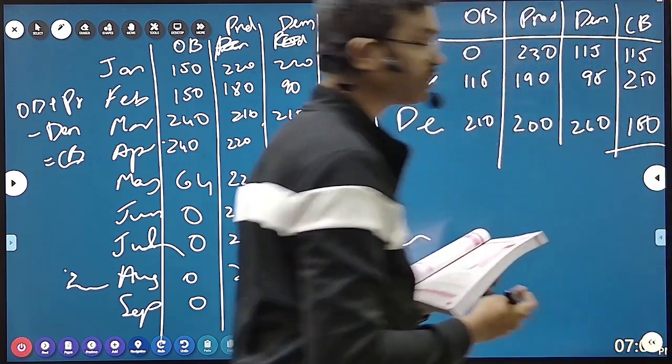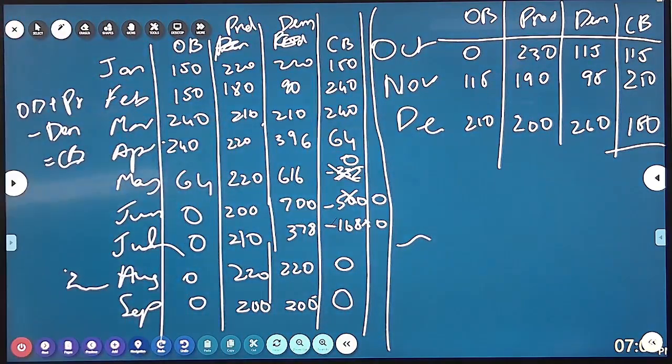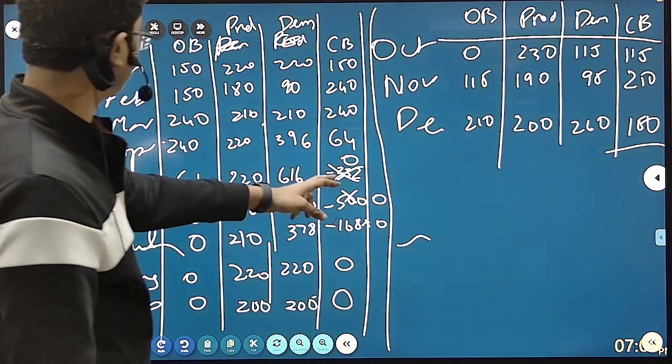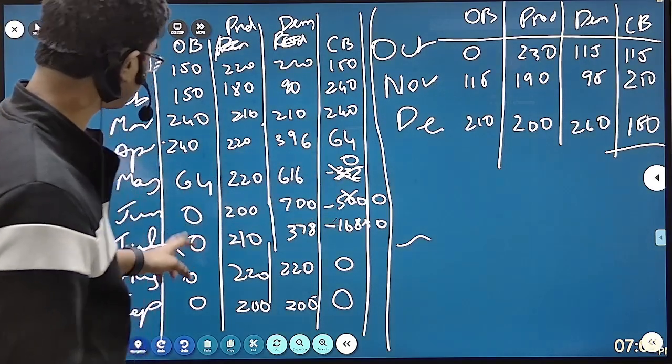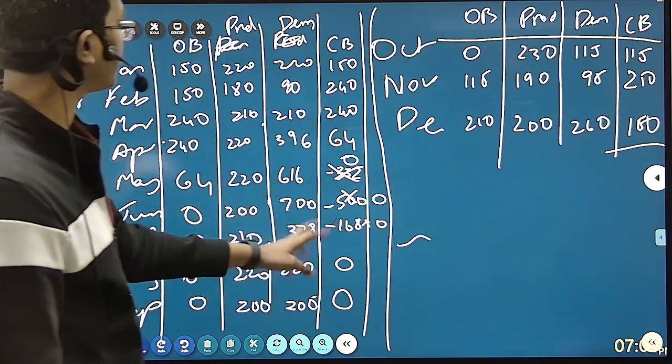So we end up with what we have started. You make a note of this, then you can analyze. It is just simple. I have just taken the closing balance, and if it is negative, it will be 0 because there is no closing balance, production, demand, and subtracted it.